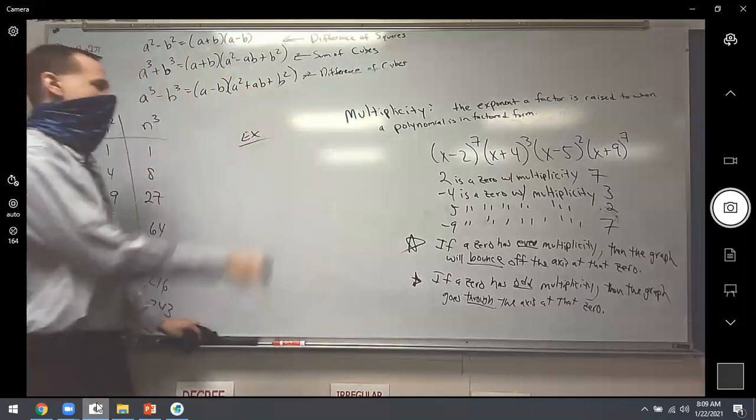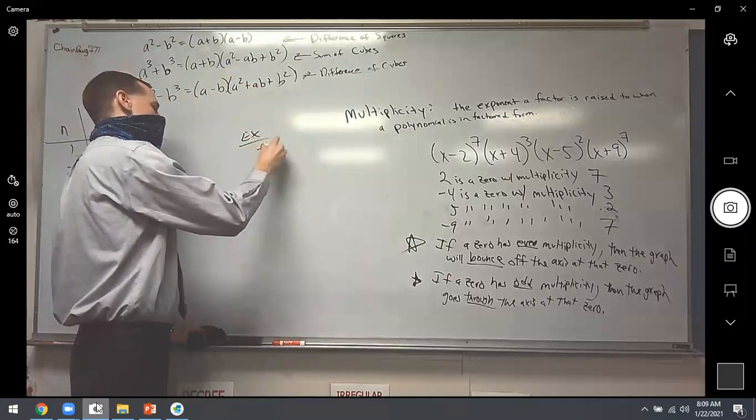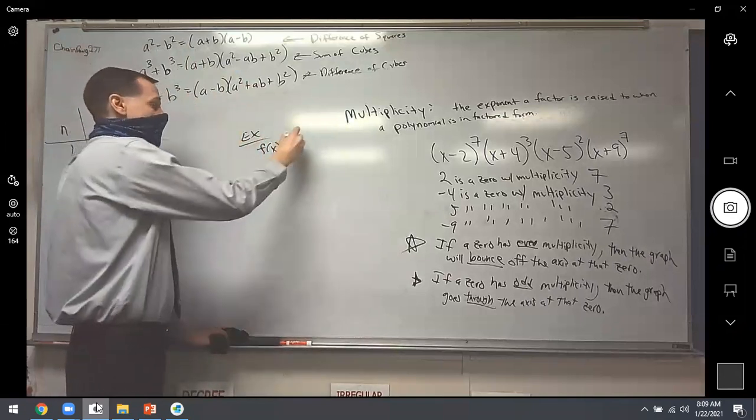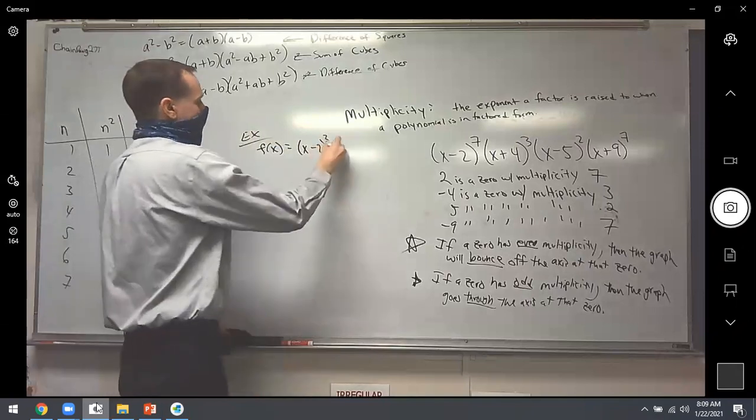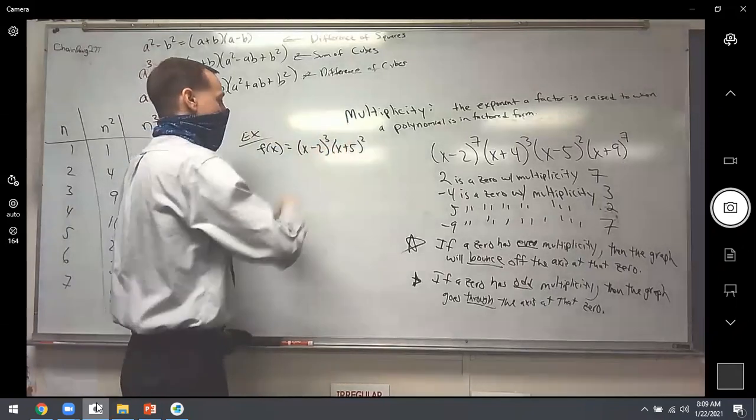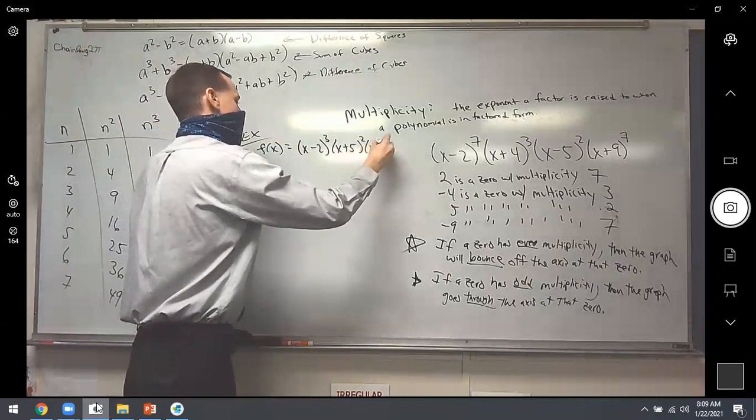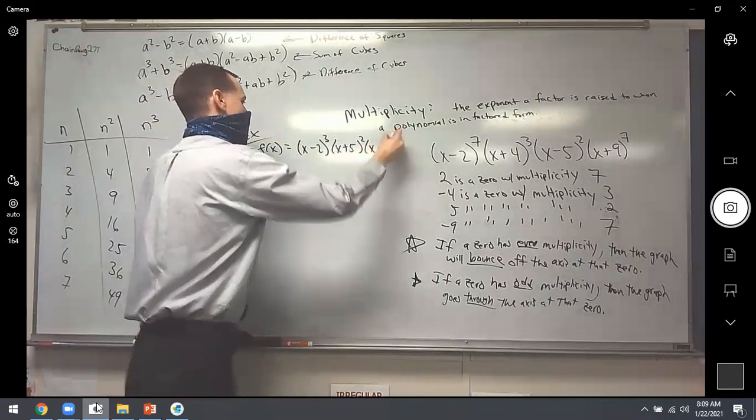So here's what we're going to do. I'm going to give you something like this. Here's your function. It's going to be all factored for you. Let's make it x minus 2 cubed, x plus 5 squared, and x minus 3 to the 8th, for example.